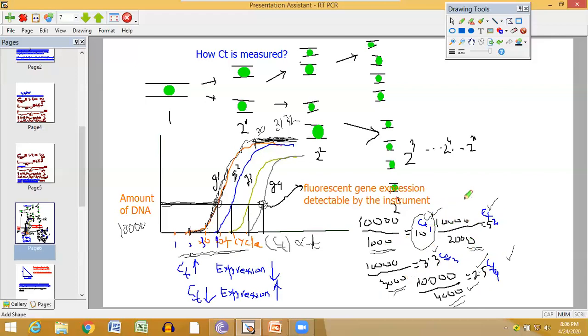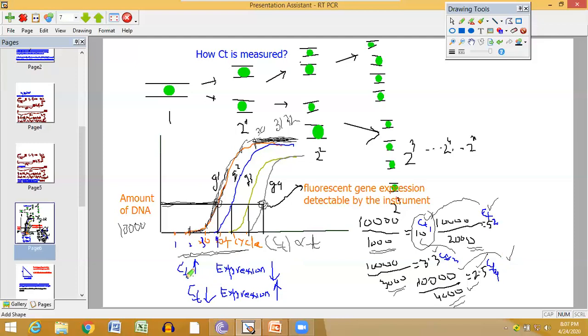So you can compare any two CT values, and you can have the expressional comparison. This is the beauty of real-time PCR.